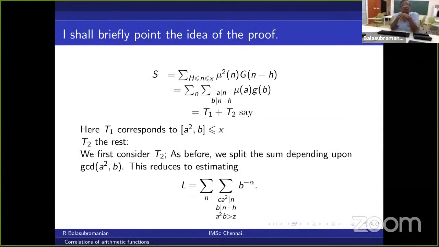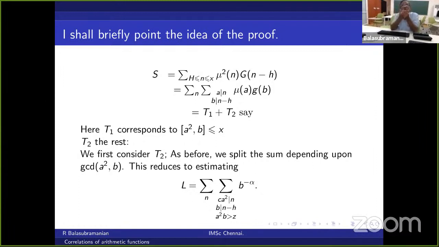As far as the T1 summation is concerned, we know how to do it. As I told you, it was A square dividing n, and therefore you utilize the summation. You have a summation over A and B, and then you have mu A times GB, and then the summation over n congruent to 0 modulo A square, n congruent to h modulo B, not exceeding x, and that will give you x over the LCM of A square B as usual.